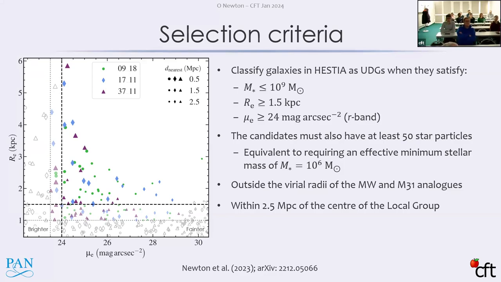Conscious of time, so these are the criteria we use. Because we're in the simulation, we also impose a requirement that each of the candidate galaxies must have at least 50 star particles, so that we can characterize these quantities somewhat reliably, which is equivalent to imposing a limit mass of about 10^6 stellar solar masses.